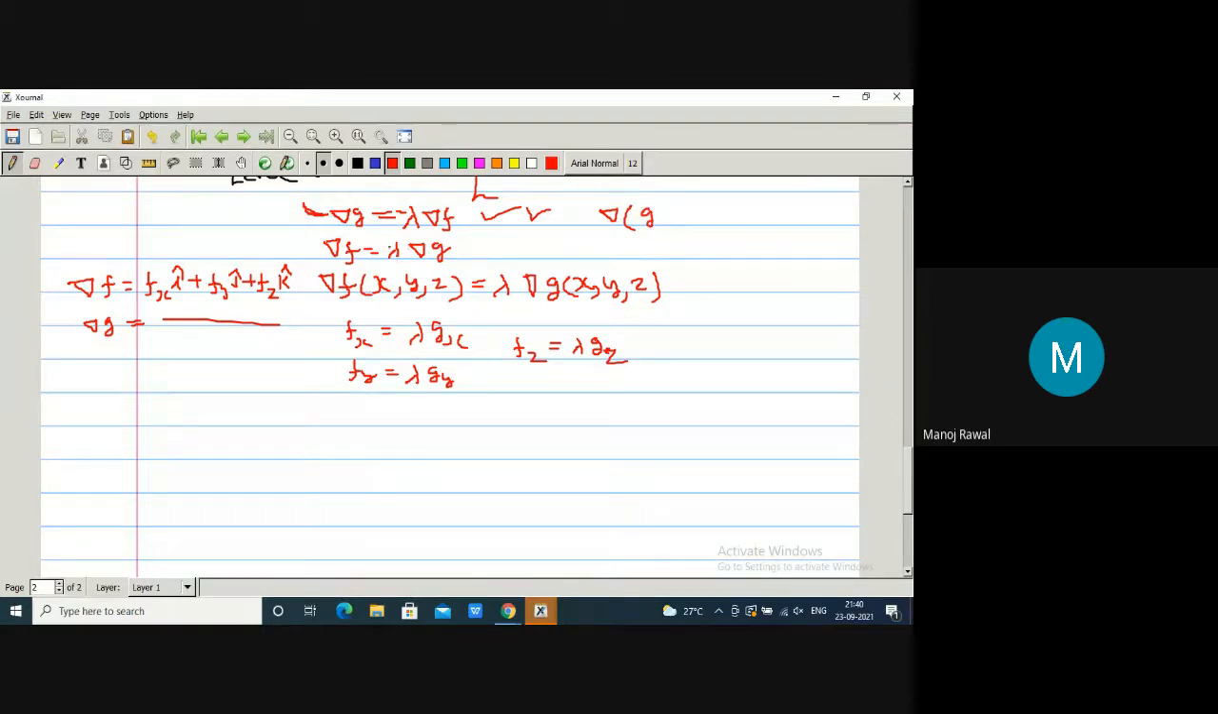Okay, let me write in terms of f only. So you can write g plus f lambda is also equal to 0. This theorem he is making, same logic. So you can write f plus lambda g is also 0.